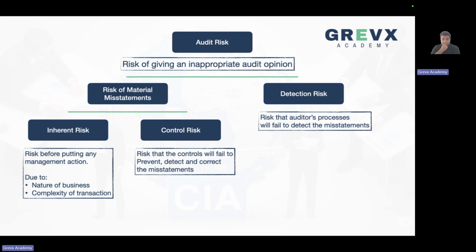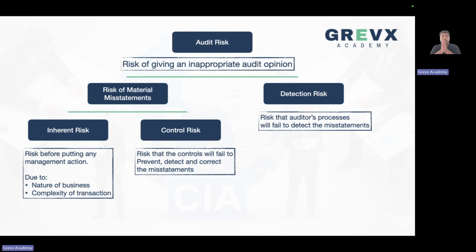What is detection risk? A risk that the auditor's processes will fail to detect the misstatement. There is a risk that the work that you are doing, you'll fail to detect the misstatement. Now, if you are doing more substantive work, then there is a high probability that you will be able to detect the misstatement, right? So detection risk will come down. Because what is detection risk? That you will not be able to detect the misstatement based on your procedures. Now, when you are doing more substantive work, there is a high probability that you will be able to detect the misstatement. And that is why the detection risk will go low.